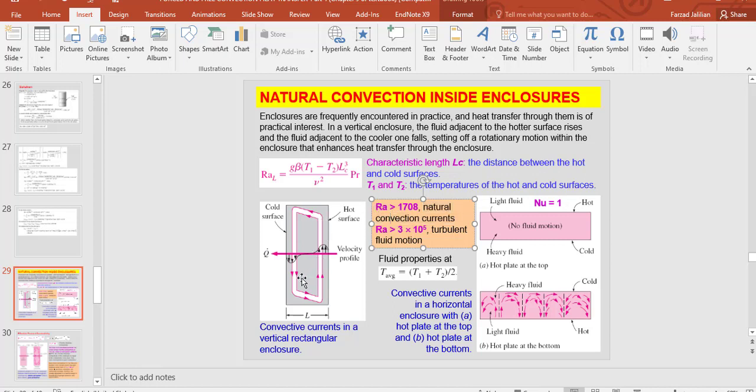If the fluid inside the enclosure has a Rayleigh number higher than 1708, it has a natural convection current. You know that if the fluid inside this enclosure is not in motion, there is no fluid motion, and the heat transfer will be only due to conduction.